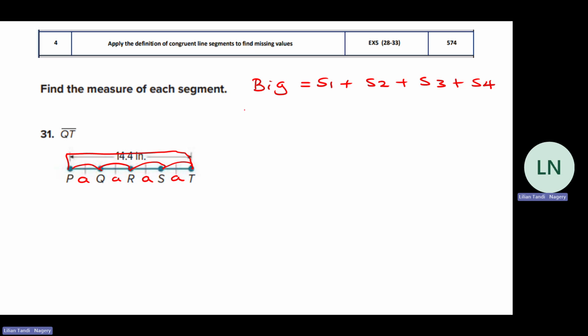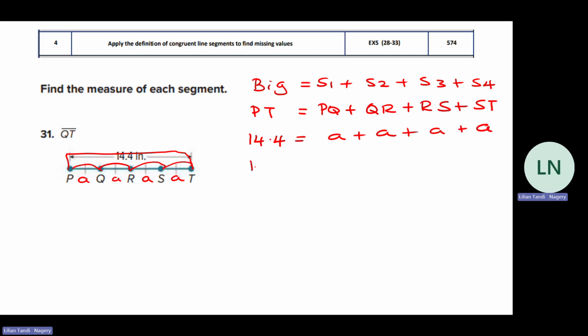Okay? So my big line is PT, and small 1 is PQ, and small 2 is QR, and small 3 is RS, and small 4 is ST. Do I know PT? Yes, I know PT. Do I know PQ? Yes, according to my picture, PQ is A. I will repeat because all the parts must be the same. So this is 14 and 4/10, which is equal to 4A. I will divide both sides by 4.